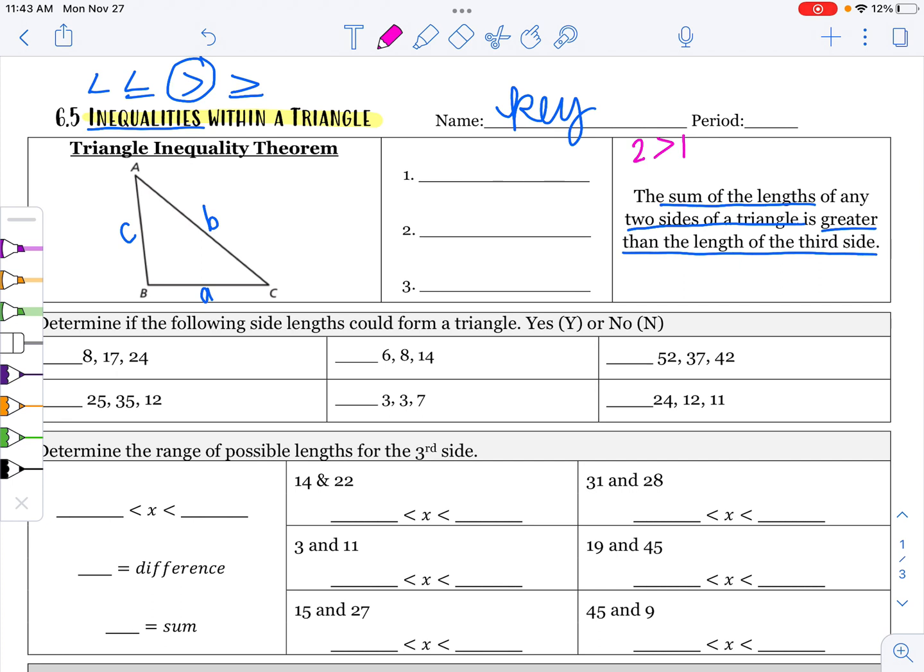And so if we're doing this with letters, side A, how does that compare to the other two? Well, if I add side B plus side C together, it has to be greater than A. Okay, let's do that for B. Here's side B. That means that A plus C has to be greater than B. And then here's side C. That means that A plus B has to be greater than C. So of these three, the other two should always add up to more than that third side. 2 is greater than 1.